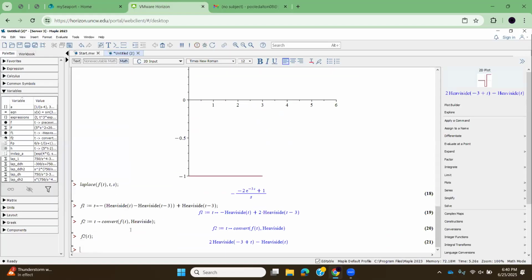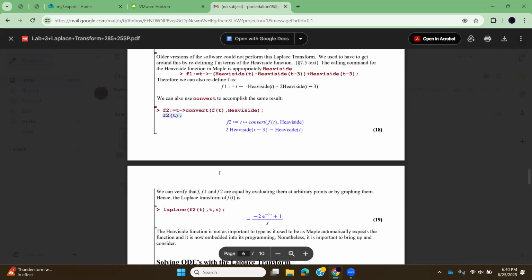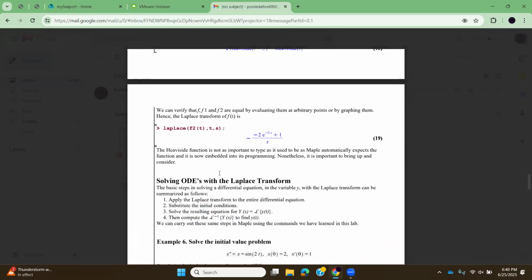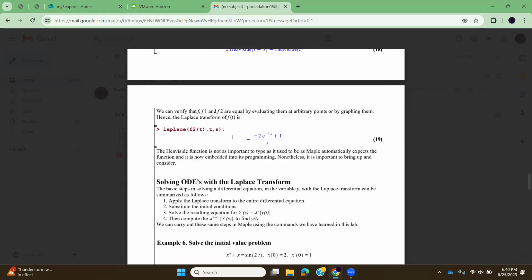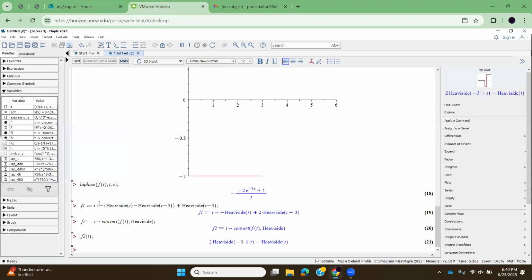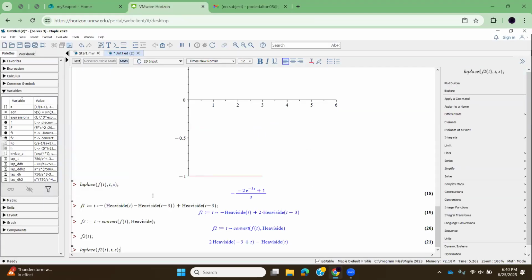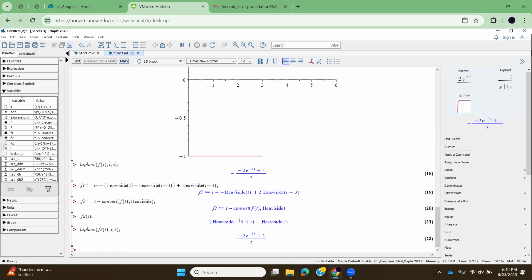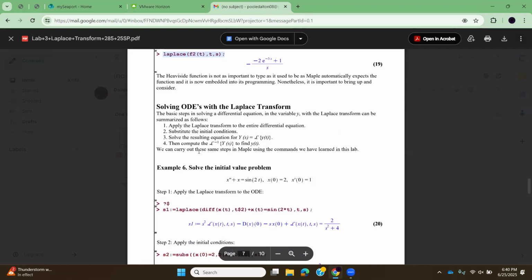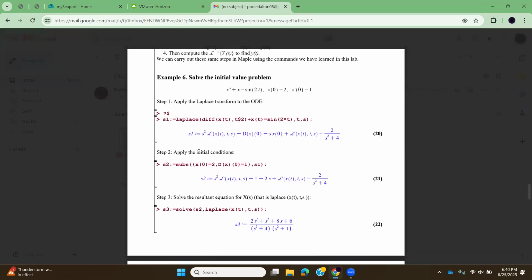Okay. Now we're just doing it for F2, right? That's just calling it and then writing out F2. There you go. And then now you can verify that they're equal by graphing them, and we're evaluating them. And then you can just do it again using F2, and it'll give you the same answer. So nothing crazy. And now we're going to do the IVP.